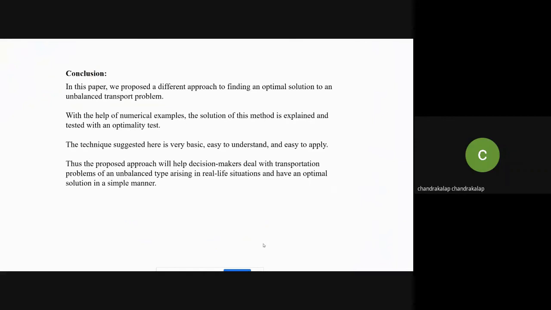In this paper, we proposed a different approach to find an optimal solution to an unbalanced transportation problem. With the help of numerical examples, the solution of this method is explained and tested with an optimality test. The technique suggested here is very basic, easy to understand, and easy to apply. Thus, the proposed approach will help decision makers to deal with transportation problems of an unbalanced type arising in real life situations and have an optimal solution.